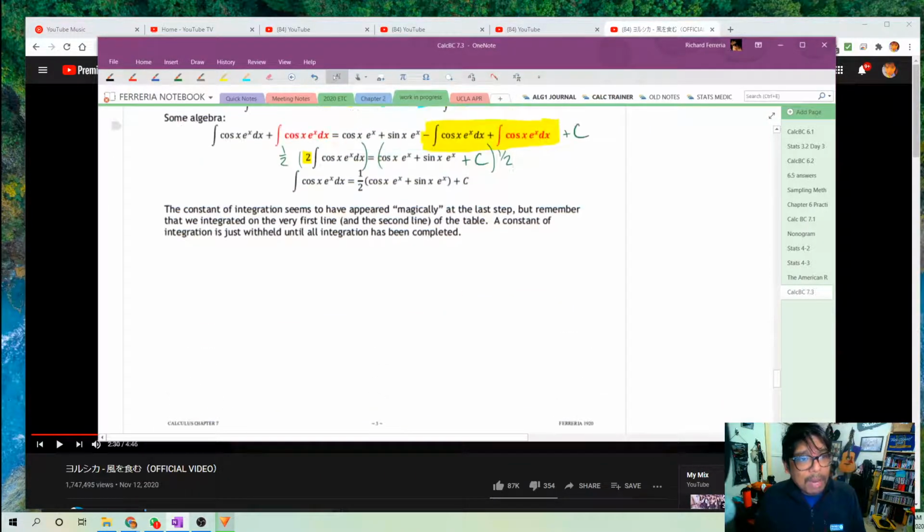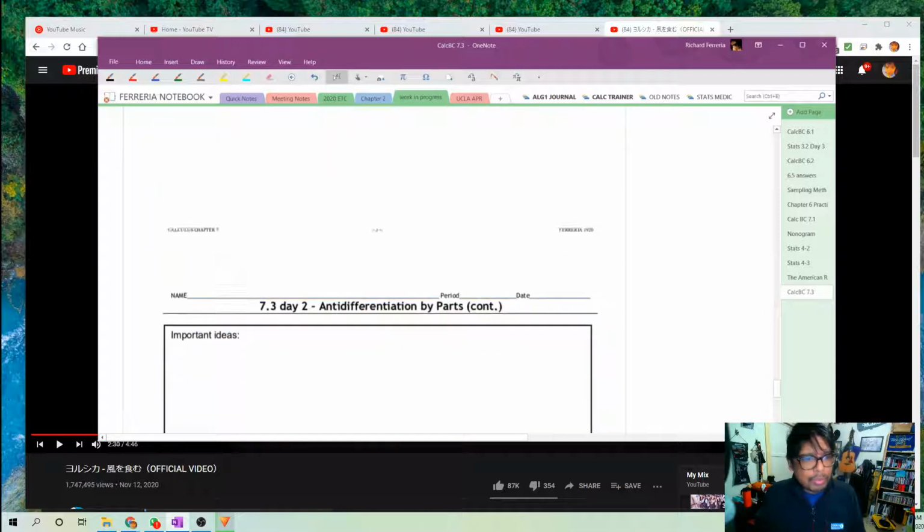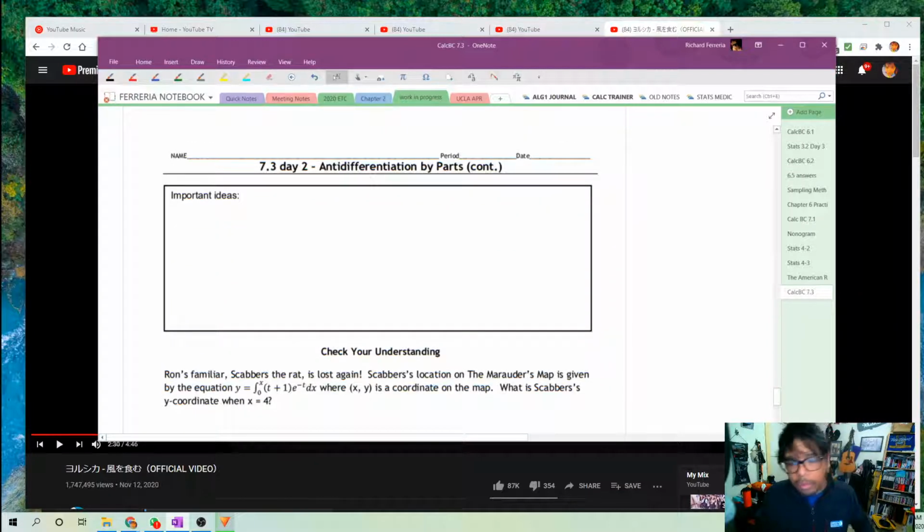So that is our tabular method. If we wanted, we could take a look at a different method or a different way of doing it, but it's really kind of the same thing. So that brings us to what were the important ideas here.